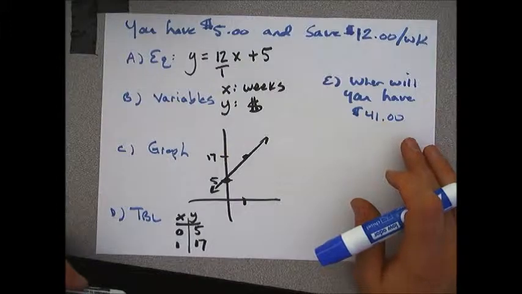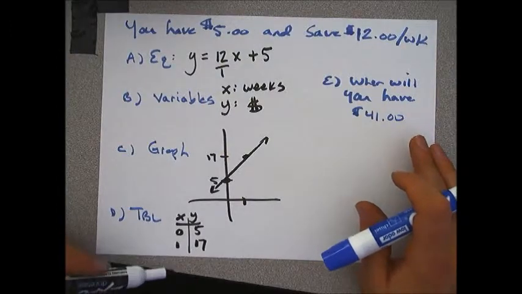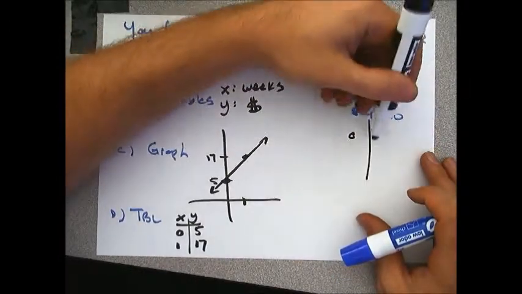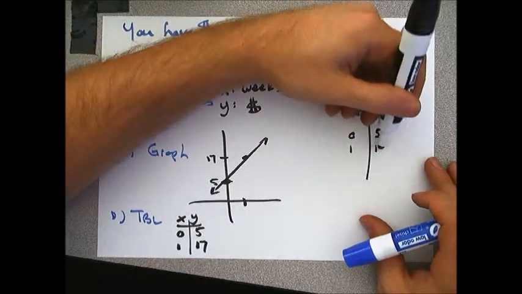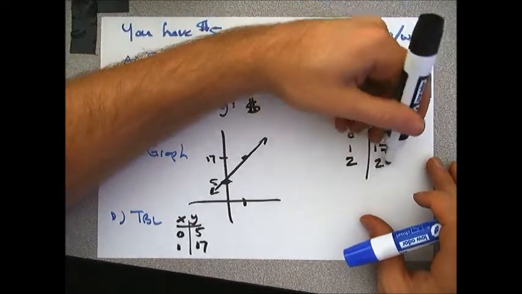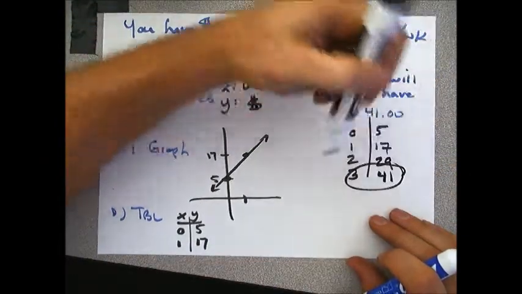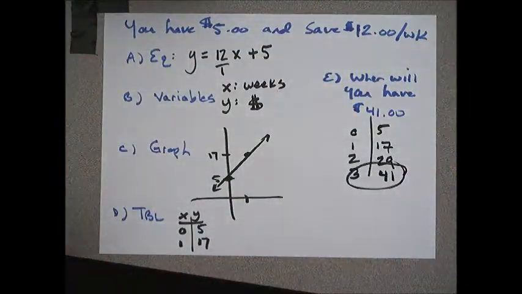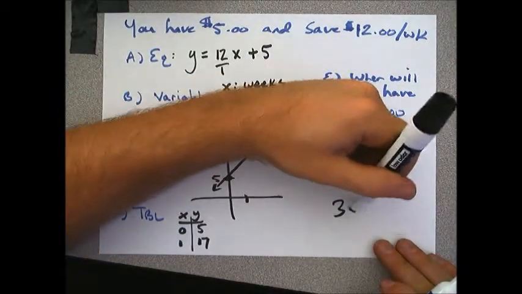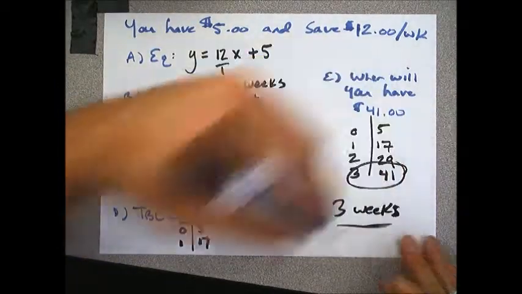It wants to know when would you have $41. So if you kept this table going, we had 0 was 5, 1 was 17, 2 would be 29, and then 3 would be 41. So at 3 weeks, you would have $41. So 3 weeks.